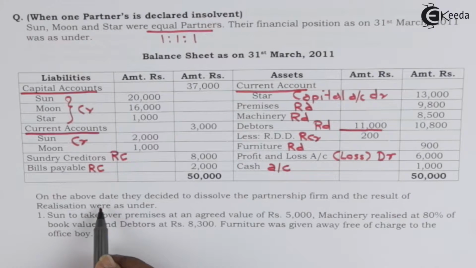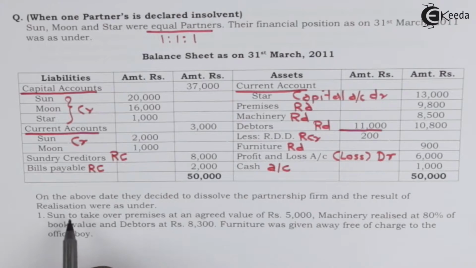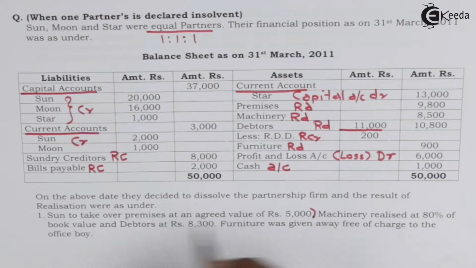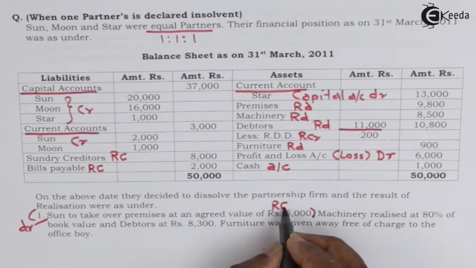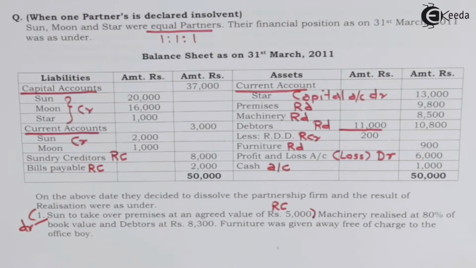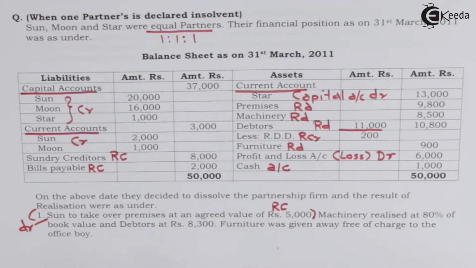On the above date, they decided to dissolve the partnership firm, and the result of realization was as under. Sun to take over premises at an agreed value of rupees 5,000. So Sun's account will be debited, realization account will be credited for 5,000. Premises are of 9,800 book value. It is taken over by Sun for 5,000. Here the loss should not be separately recorded as it gets adjusted in the realization account.